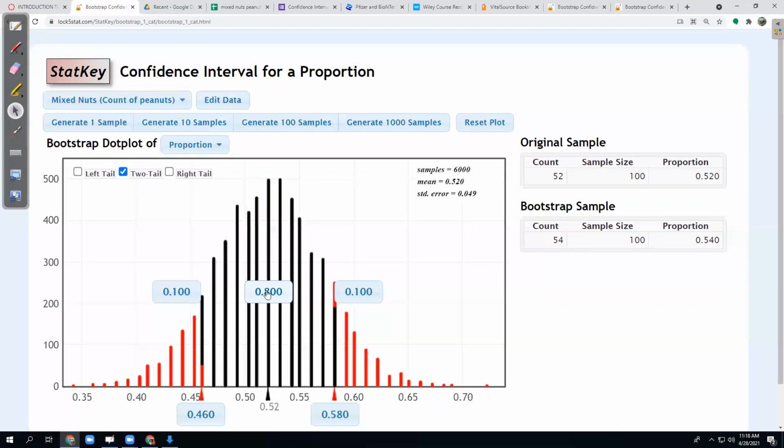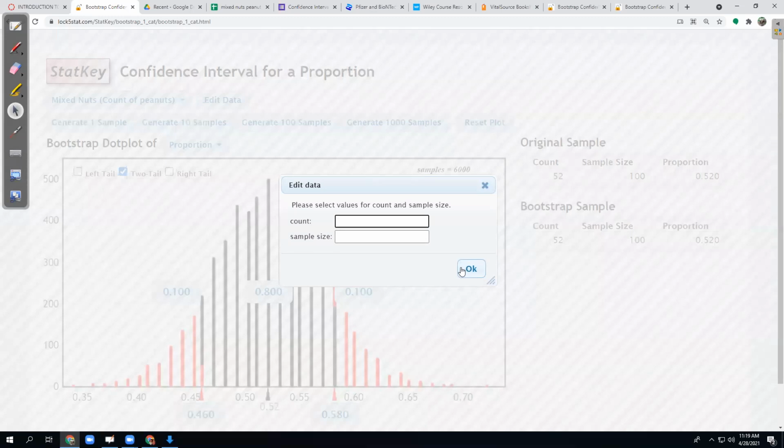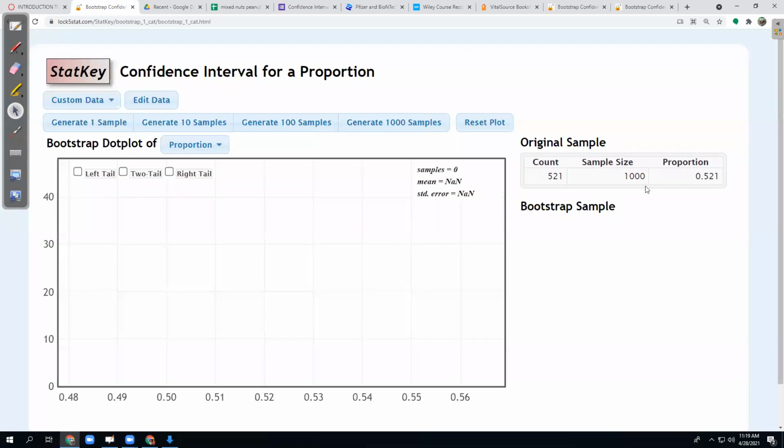That kind of sucks. The only other thing I can change is get more nuts. Grab 1,000 nuts instead of 100, and you get better results. You'll get a smaller interval. So if I just make it up and say, okay, I'm going to go get 1,000 nuts, that would be my sample size. And then maybe it's a pretty similar sample to that one right there, so maybe 521 peanuts. So I hit OK. It says my sample proportion is 0.521, right, 52.1%.